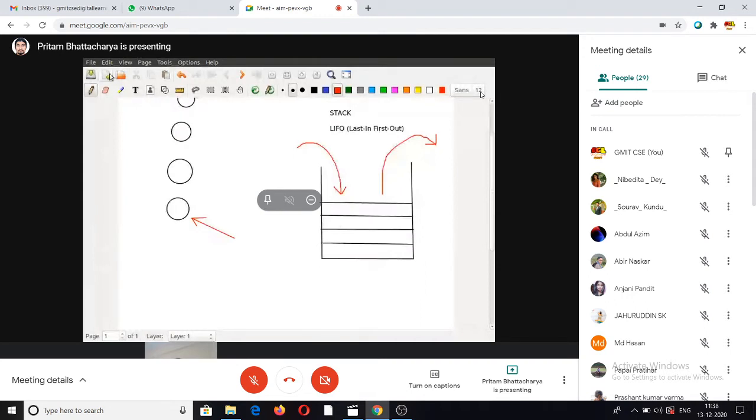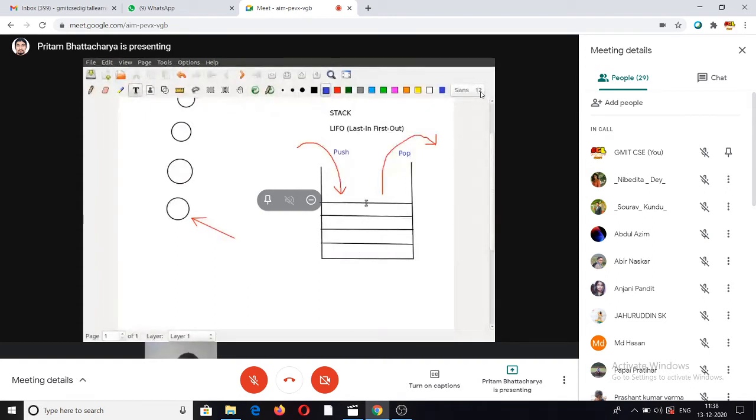By the way, there are a couple of terms. This operation is known as push. And when an element leaves the stack, this operation is known as pop. So just keep these things in mind in the course of our discussion.